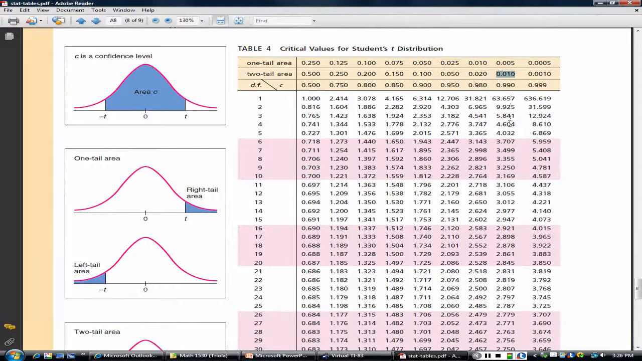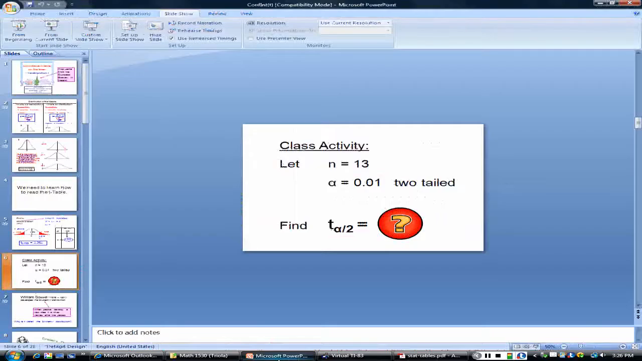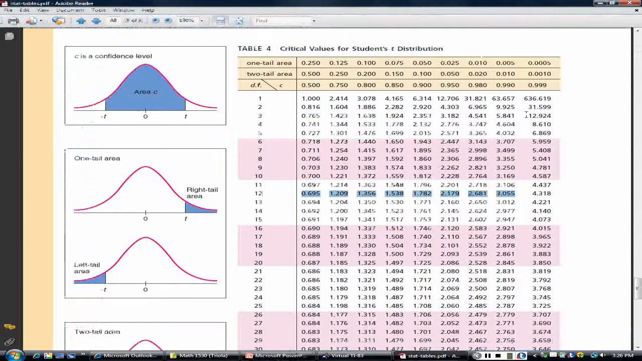So look at the intersection between 0.01 and 12. This is the intersection between 0.01 and 12 for two tails, and you get 3.055. That's your critical value for a 13 sample size and a two-tail of 0.01.